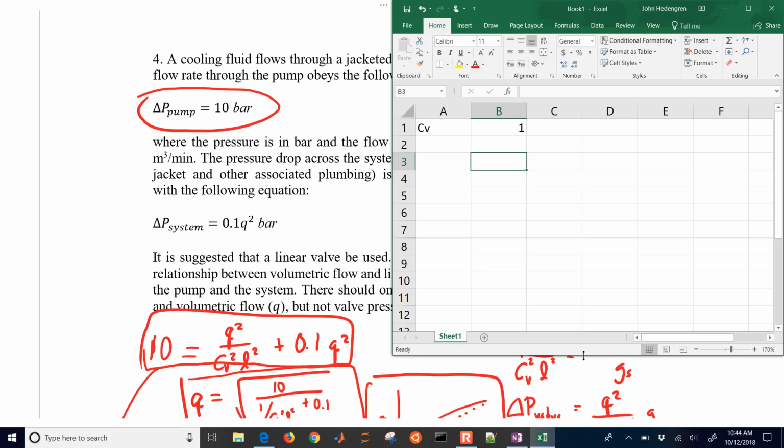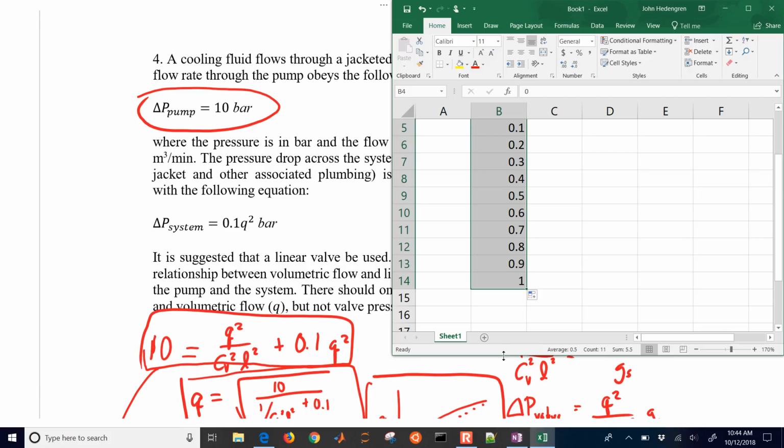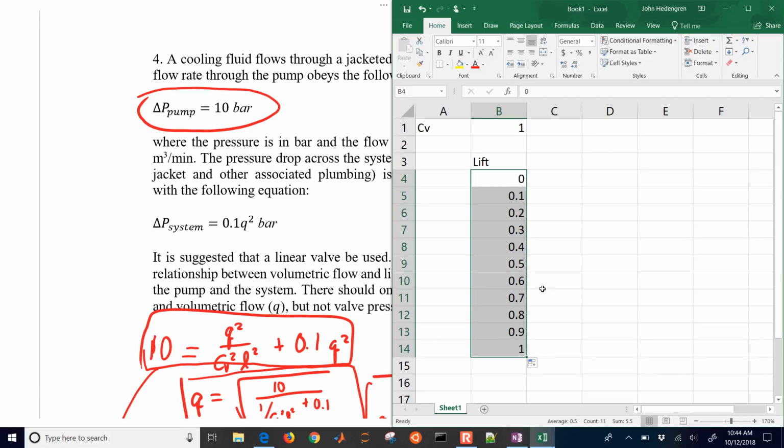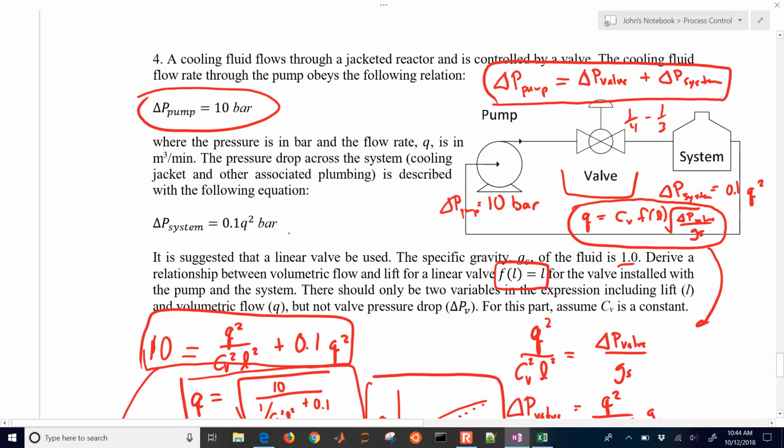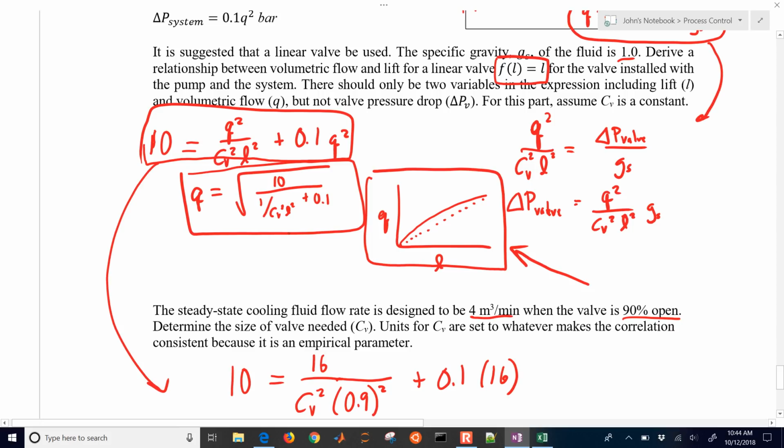And then I'll have a column here for lift, and we'll just start off 0, 0.1, and then I'll fill this down, just drag this little box on the right down until you get down to 1. So we want to go between 0 and 1, and then this is going to be our flow, our Q value. So if I implement this formula that's right, let's see, there it is.